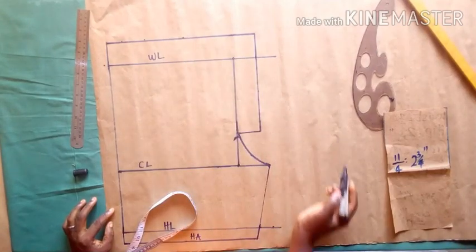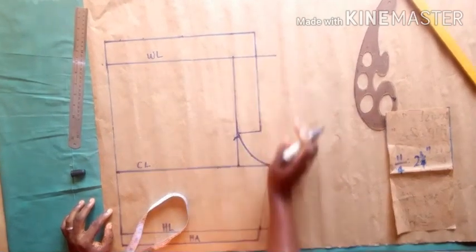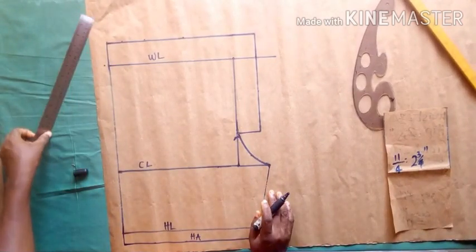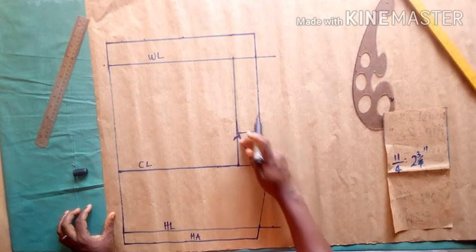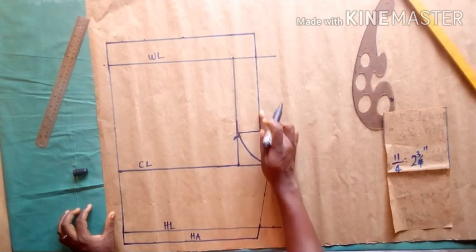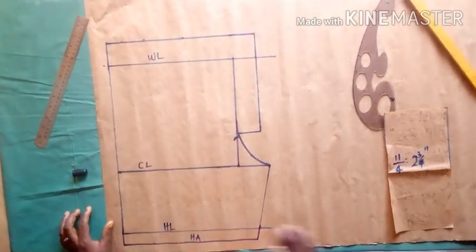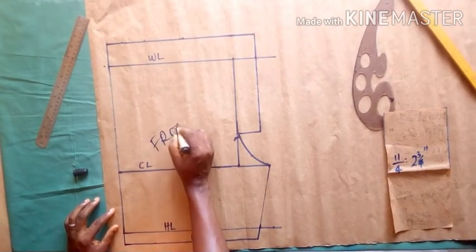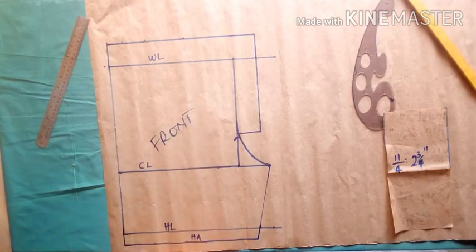So from there, I can do my cutting. I can go ahead and cut the pattern out. So I'll cut like so. So this is the front.